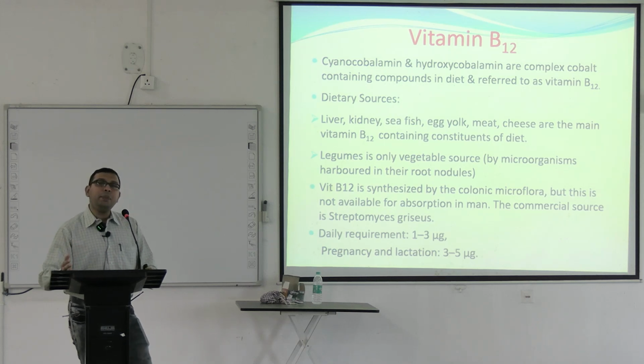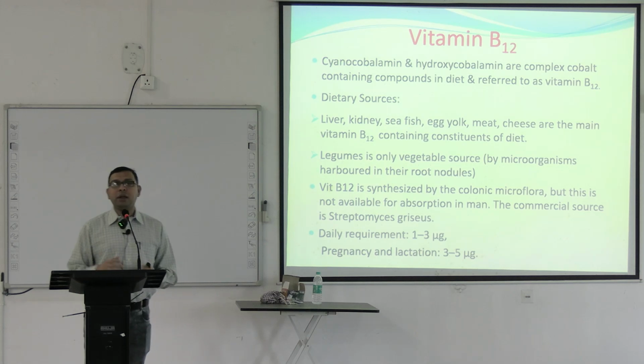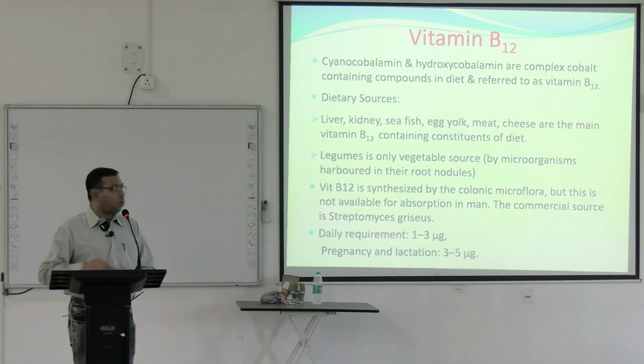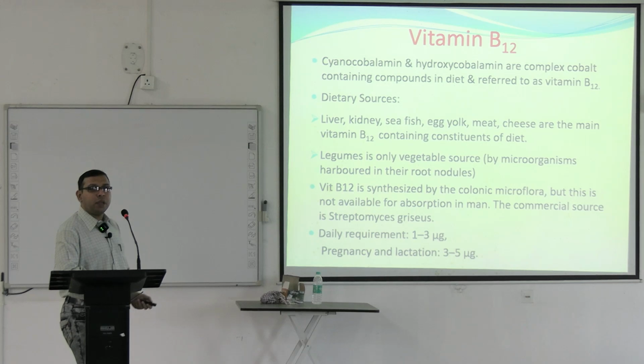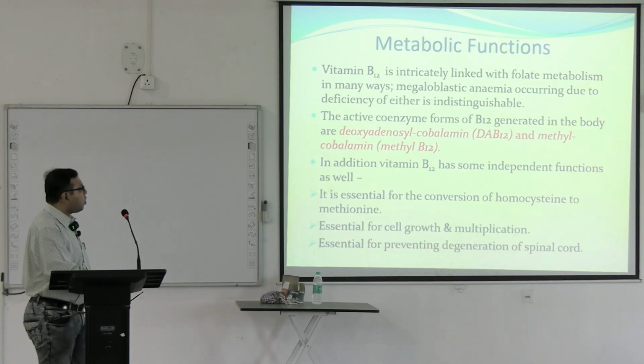So vitamin B12 has to be taken from outside in our body, and the animal source is the most common one. Vitamin B12 is synthesized by the colonic microflora, but this is not available for absorption in us. The commercial source is Streptomyces griseus. The daily requirement is very small, 1 to 3 microgram. In pregnancy and lactation it is slightly larger, 3 to 5 microgram, still very small, but even if it becomes deficient, there will ultimately be tremendous consequences.